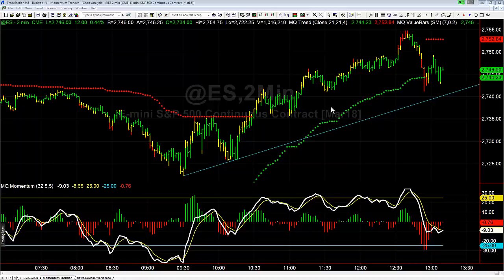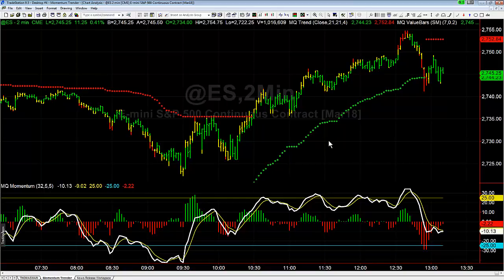Now, we've also talked in previous videos about what the MQ trend indicator is. MQ trend is this indicator right here. Green dots are bullish, red dots are bearish, and it's using chandelier logic to help you identify where the trend of the market is.